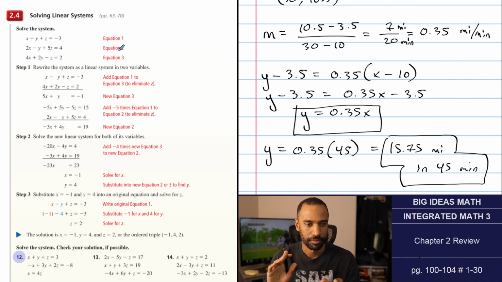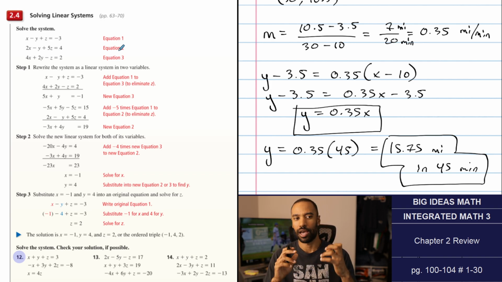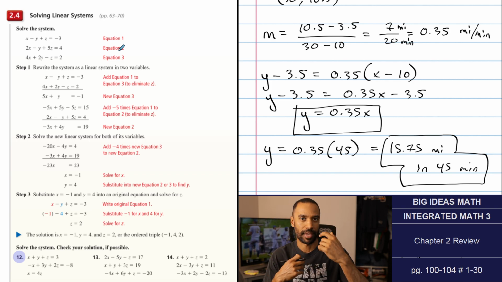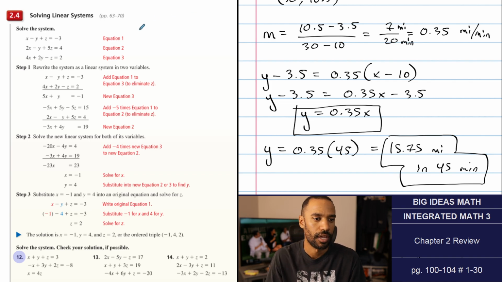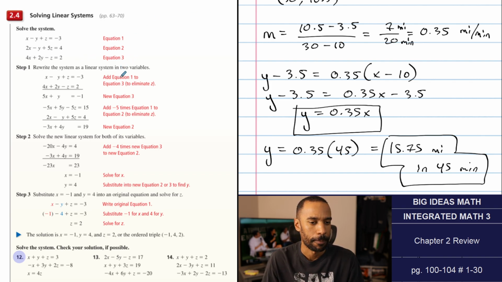Find a variable to get rid of. And then when you do it among the 3 equations to make a system of 2 equations, then you can get rid of another variable, things like that, if you know your methods. Let's see which method they did. They said add equation 1 to equation 3 to eliminate z. So their goal is to get rid of their z's.